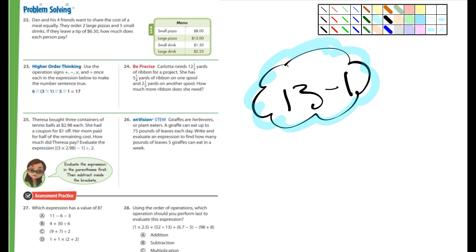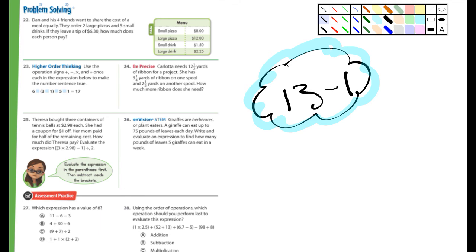Number 26, giraffes are herbivores or plant eaters. A giraffe can eat up to 75 pounds of leaves each day. Wow. That's about as much as you guys weigh. Write and evaluate an expression to find out how many pounds of leaves 5 giraffes can eat in a week. So, we're not talking about 1 giraffe, we're talking about 5. So it's going to be 5 times what? Well, there's a clue right there.